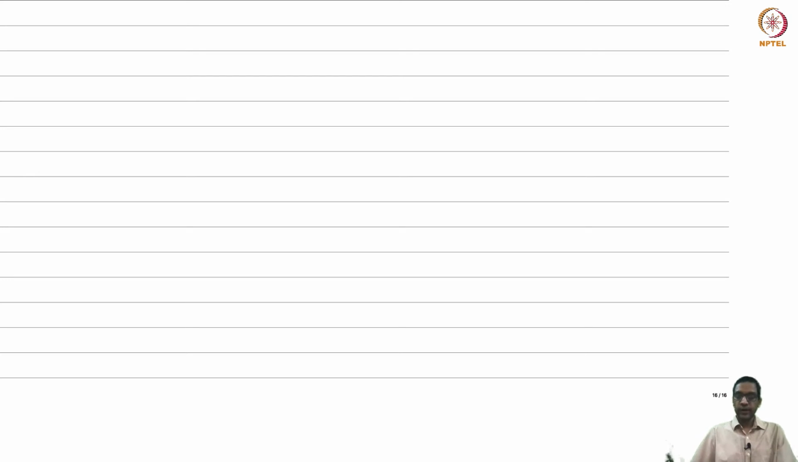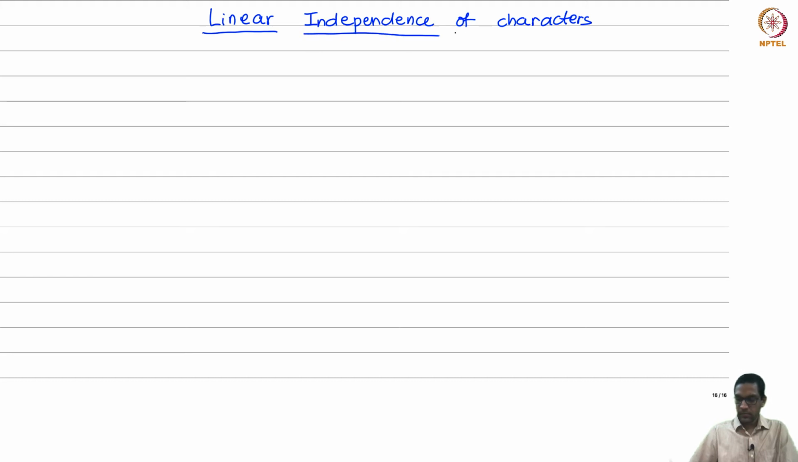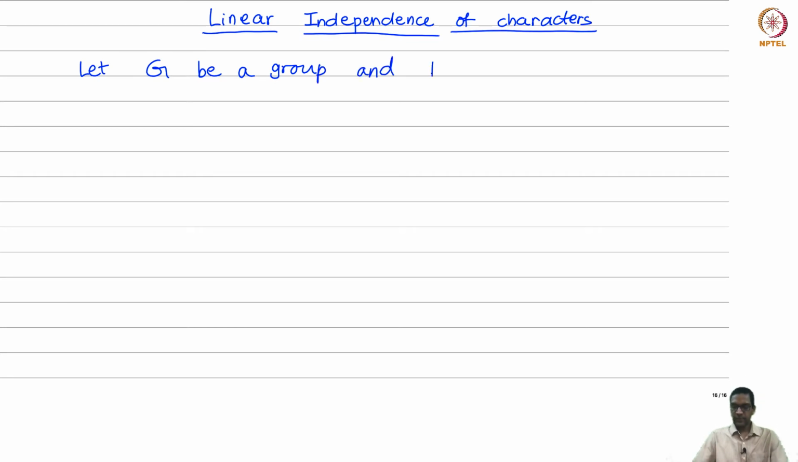Today we'll take a short detour and talk about linear independence of characters. Okay, so here are the definitions. Let G be a group, not necessarily finite, and F a field.